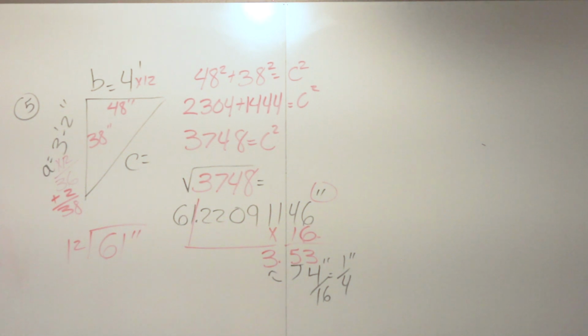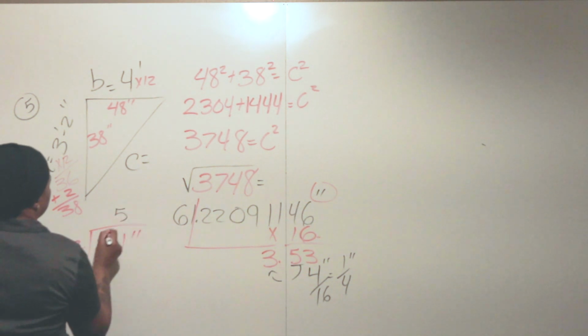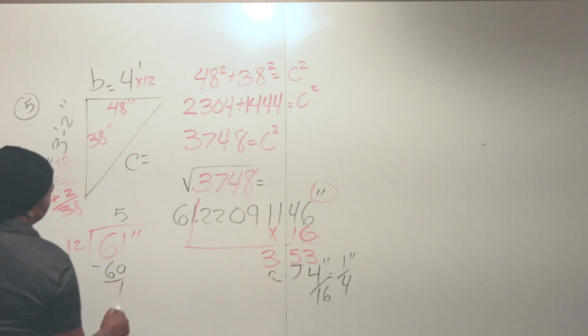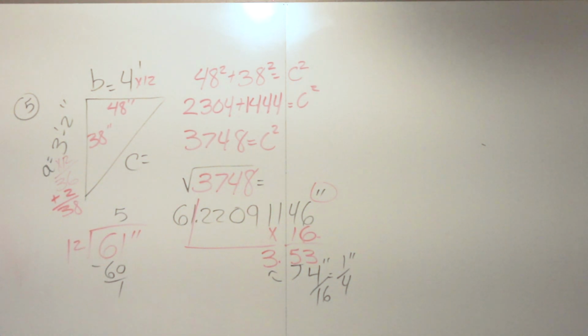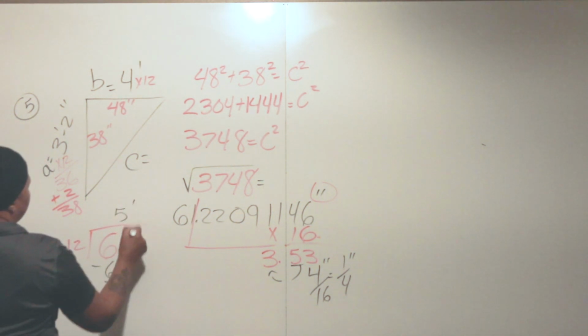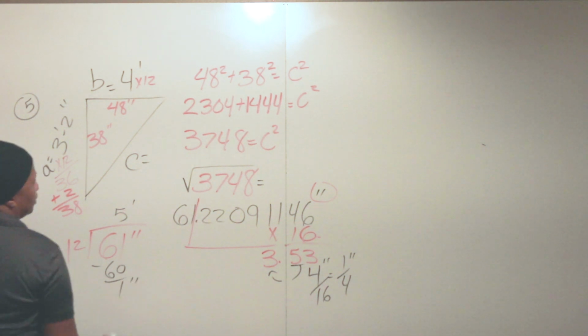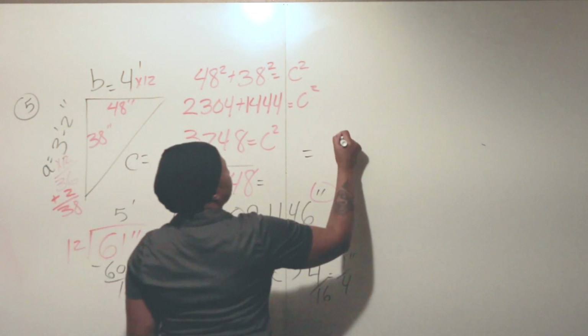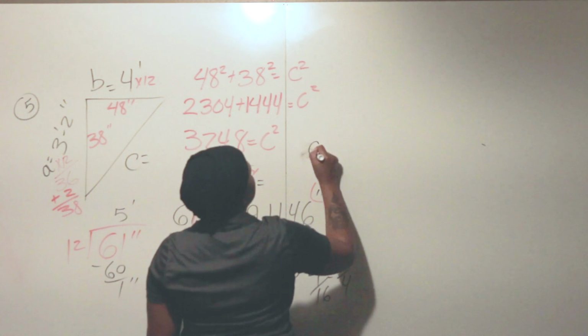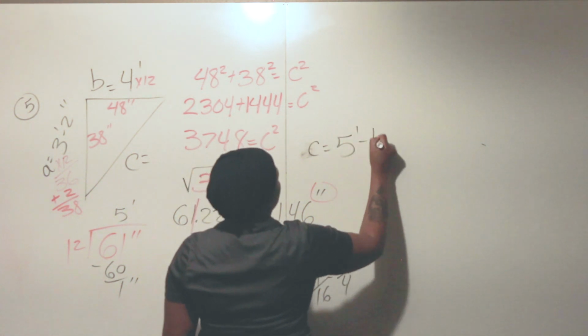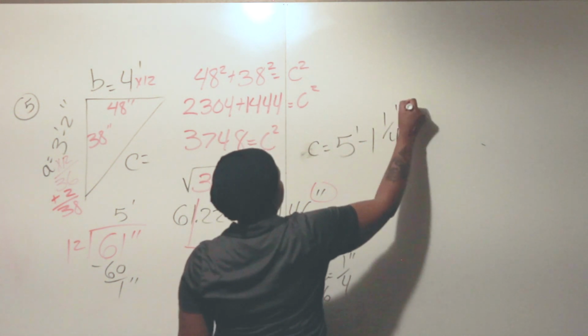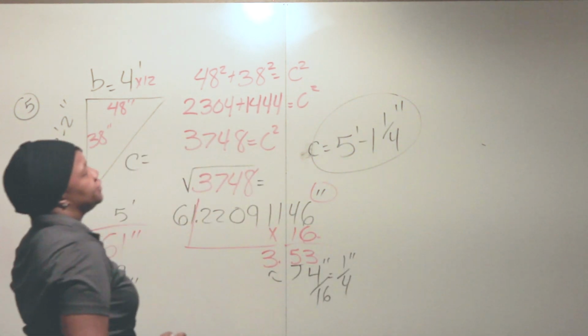All right, we're going to come back to that because now you told me I have 61 inches. I have to convert that to feet. How many 12s can I get out of 61? 5. This 5 represents what? Inch. I mean feet. 1 inch. Final answer is 5 feet 1 1/4 inch. C equals 5 feet, 1 1/4 inches. And that's the final answer.